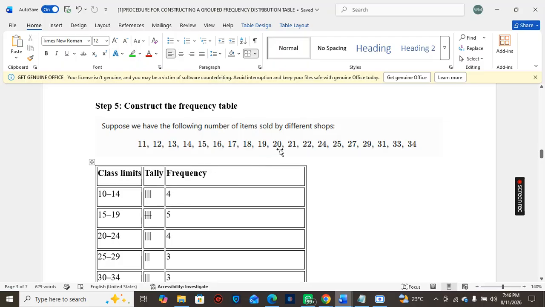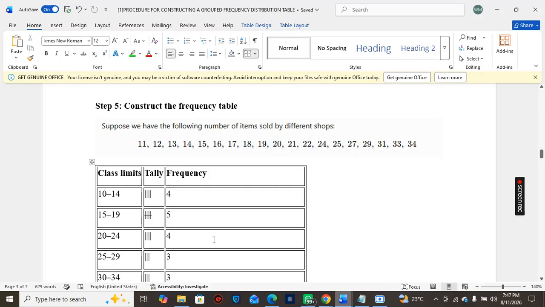Then from 20 to 24, how many numbers do we have? We have 21, 1, 22, 2, 23, 3, 24, 4. We have 4 numbers. Then 25 to 29, how many numbers? 25, 1, 27, 2, 29, 3. We have 3 numbers.